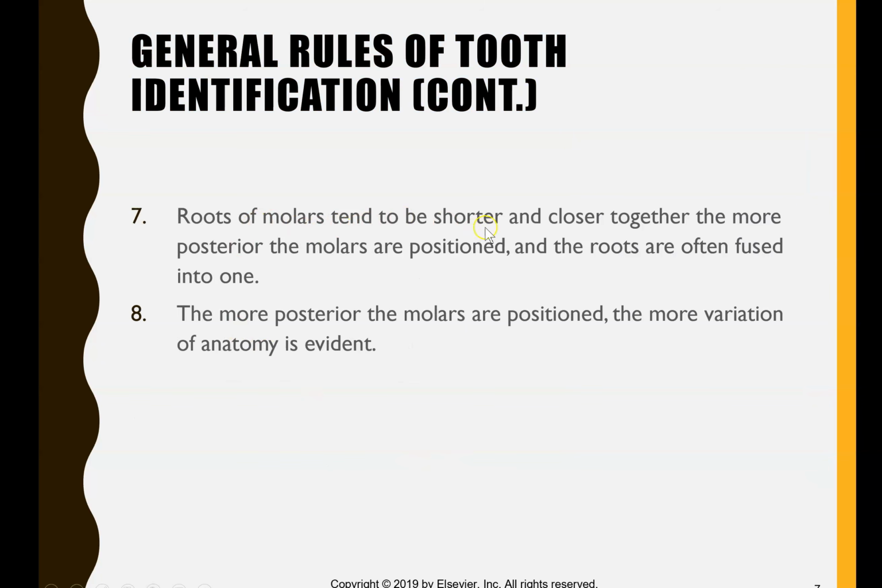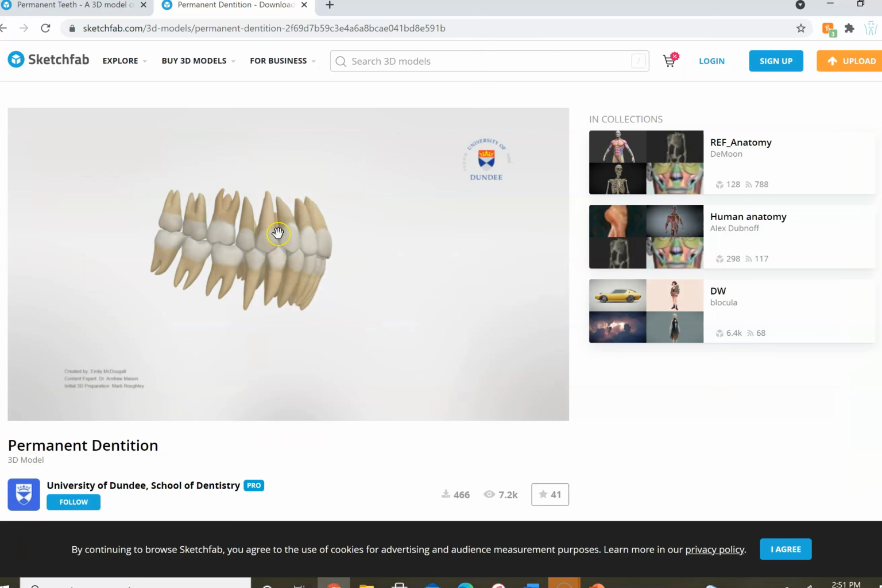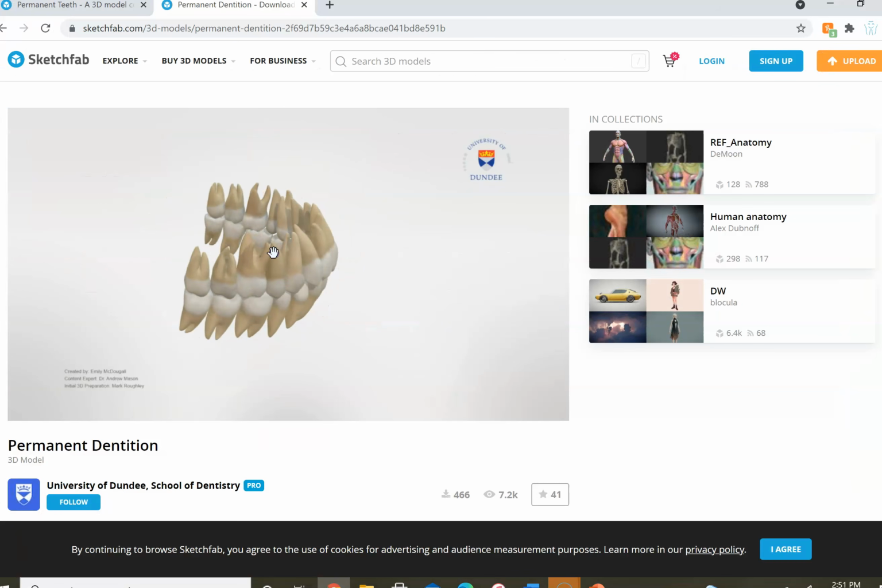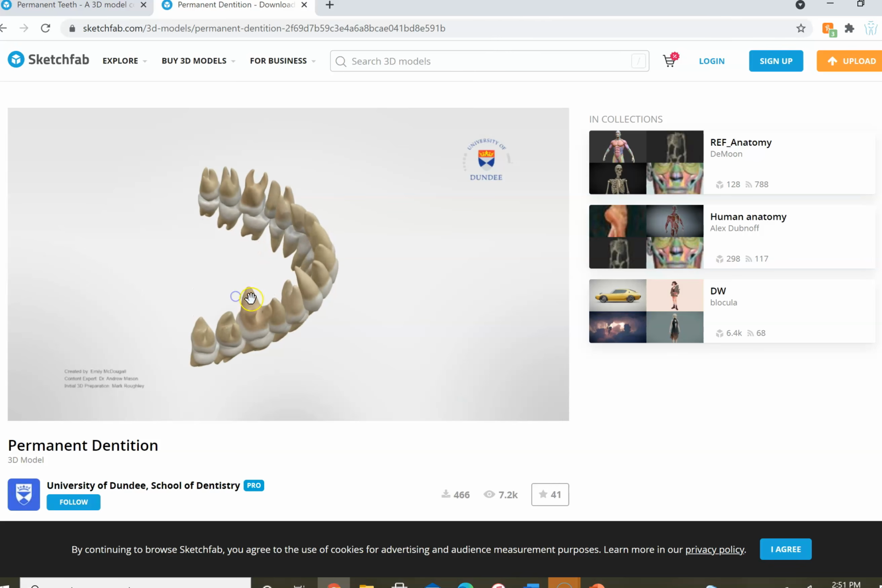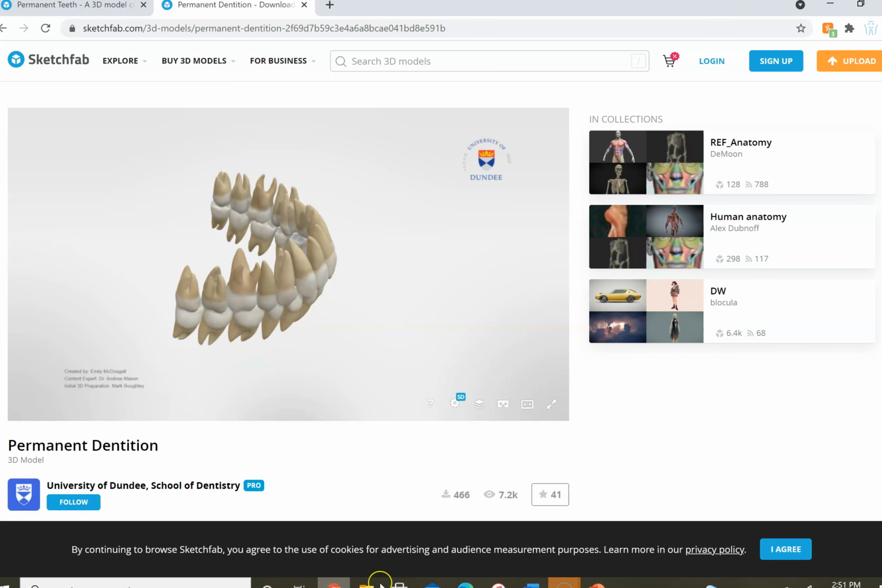Roots of molars tend to be shorter and closer together the more posterior the molars are positioned, and the roots are often fused into one once you get very posterior. And that's exactly what I was showing you earlier, right? When we were looking at the roots, we noticed that the roots were getting closer and closer together. So see how it's far apart here, and then it gets closer, and most of the time it can be fused. By the time you get to the third molar, it can actually be all fused together. We don't see that here, but it is very likely that it can be fused.